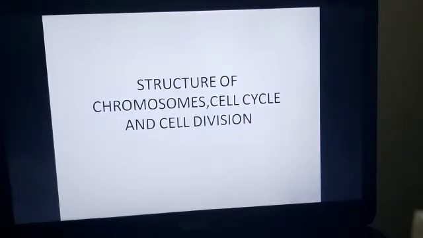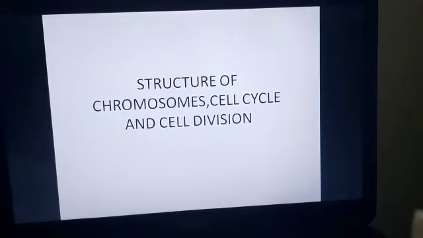This is Veena teacher. From today's class onwards, we're going to start with a new chapter, Structure of Chromosomes, Cell Cycle and Cell Division.